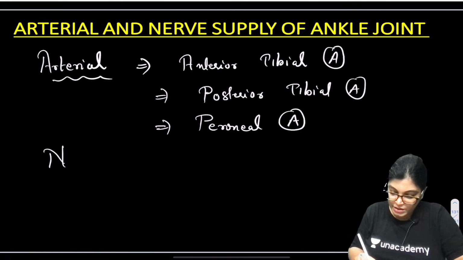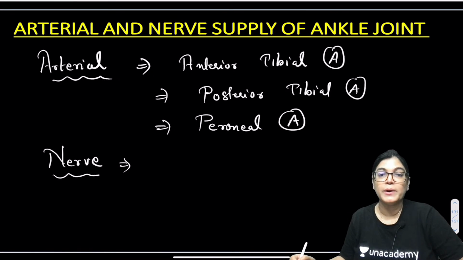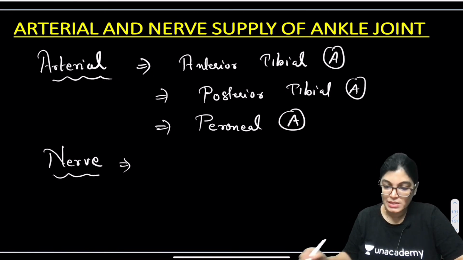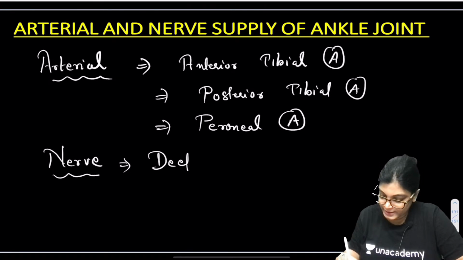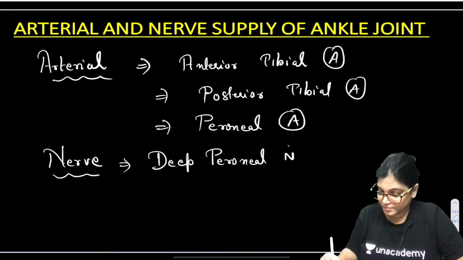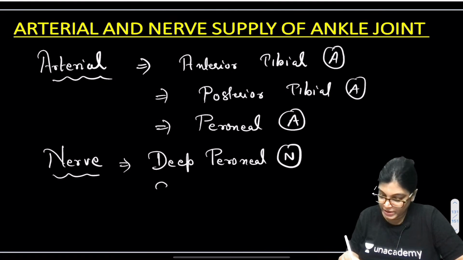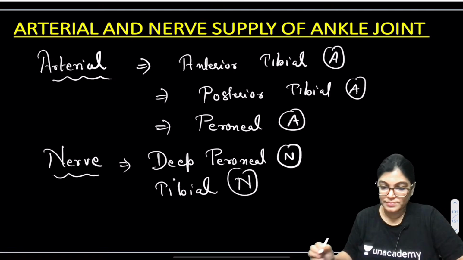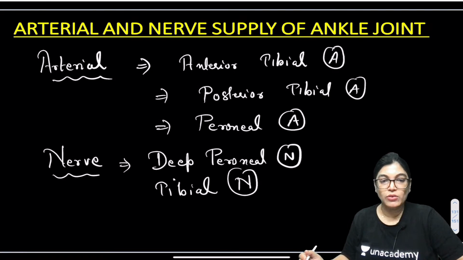Let's move on to the nerve supply. The nerve supply of the ankle joint is from the following sources, that is deep peroneal nerve and that of tibial nerve. So, yes, we have done with arterial and nerve supply.